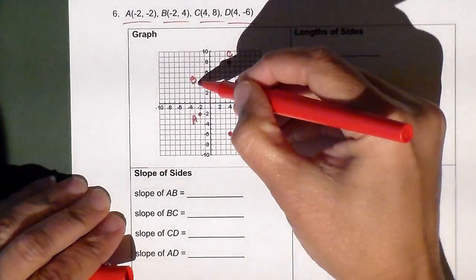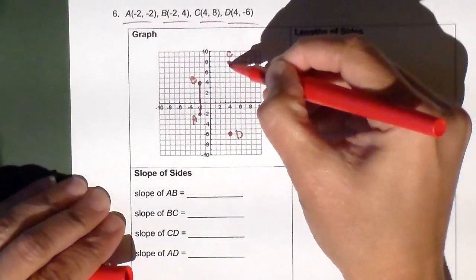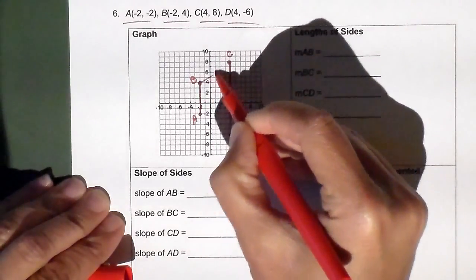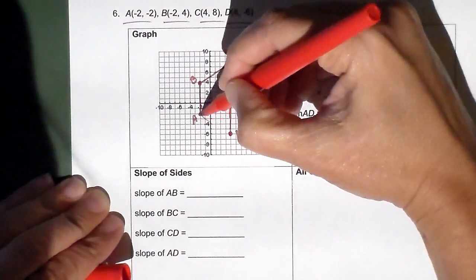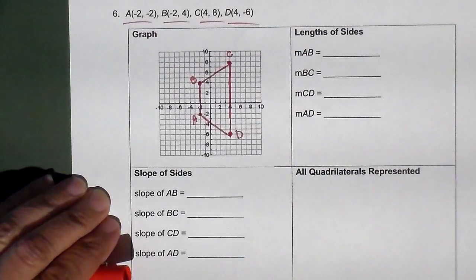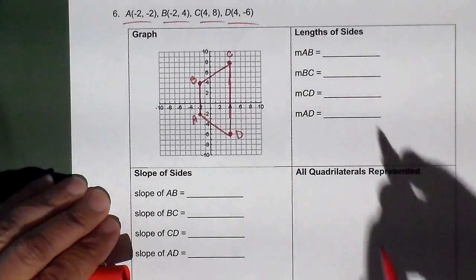Now, I'm pretty talented, so I can connect dots. Don't be jealous. So I'm going to connect the dots here. And I have what appears to be a trapezoid, but I can't just say it's a trapezoid because it looks that way. I have to actually prove it.